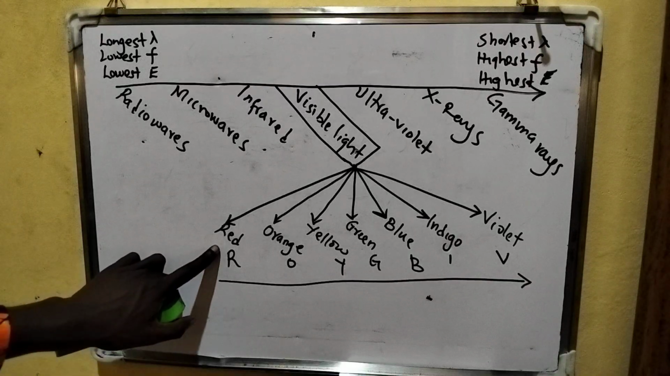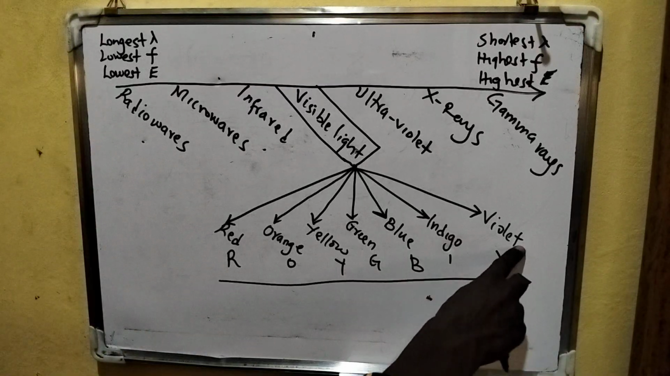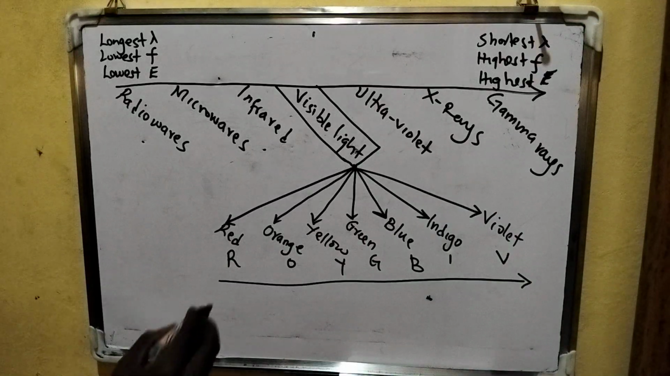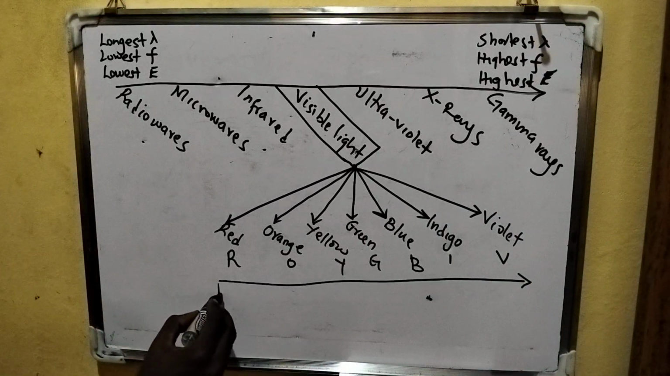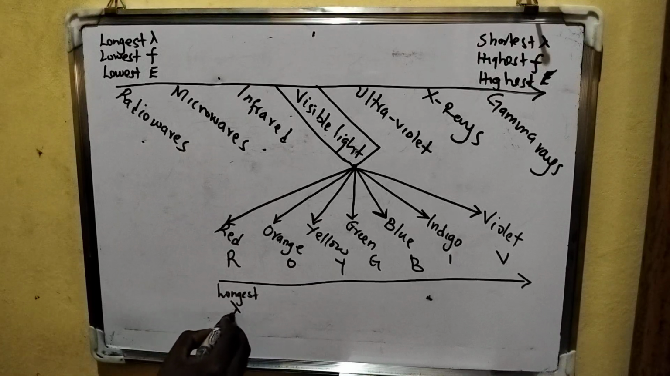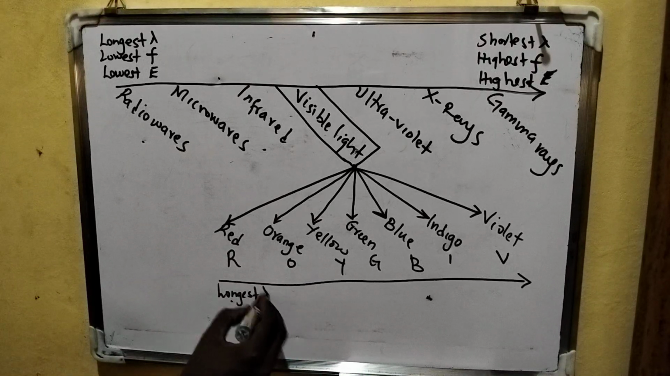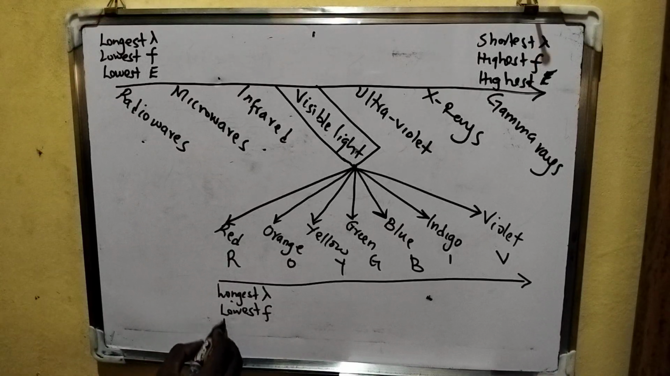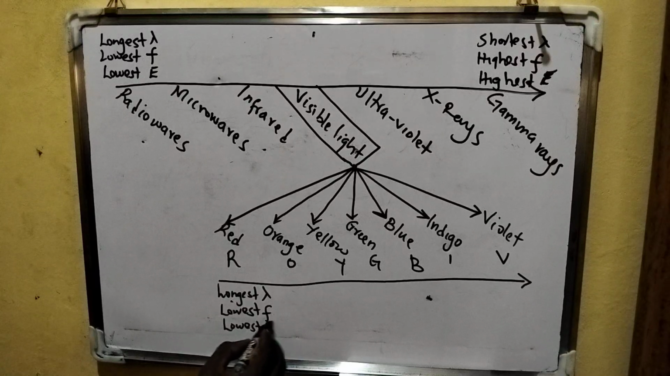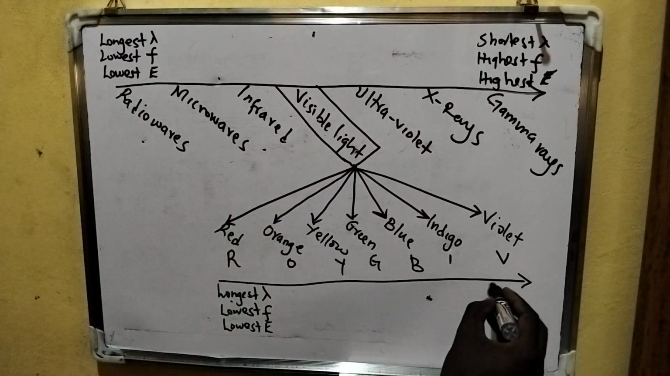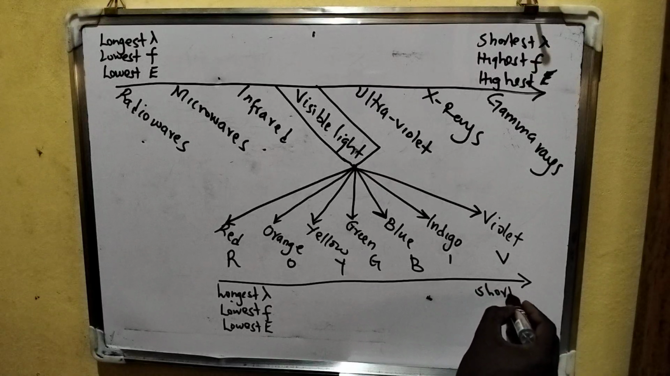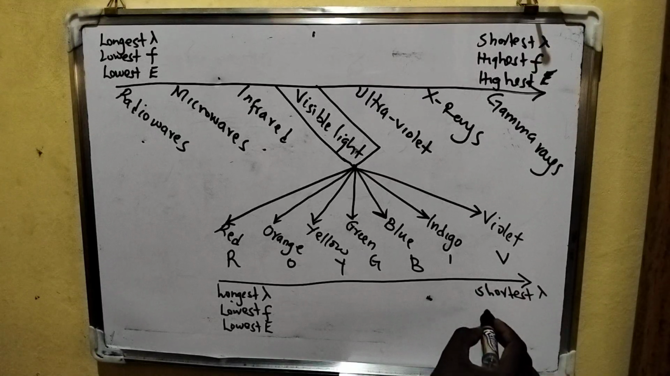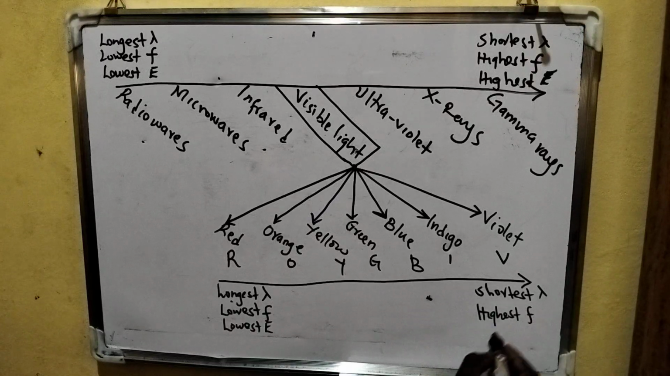We need to understand that the red light behaves like radio waves and the violet light behaves like gamma rays. So red is going to have the longest wavelength, the lowest frequency, and the lowest energy. Violet, on the other hand, behaving like gamma rays, will have the shortest wavelength, the highest frequency, and the highest energy.